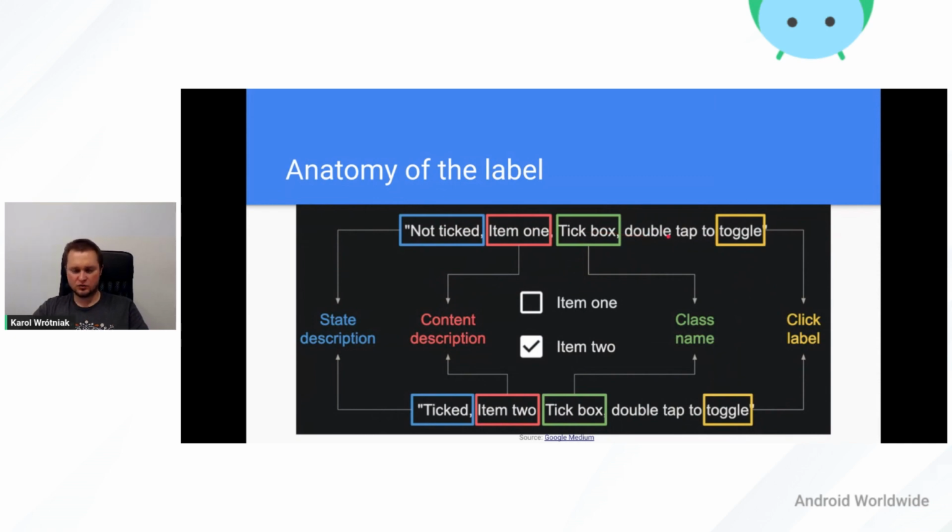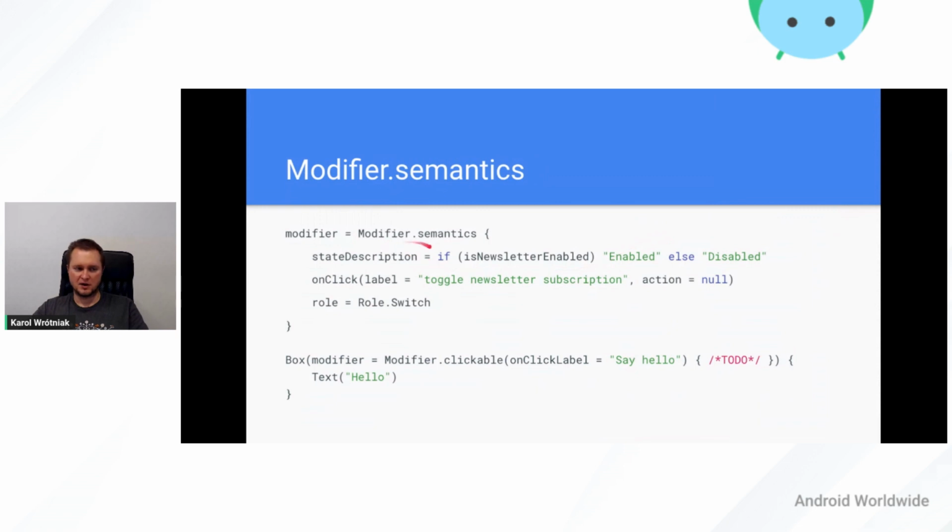Okay, so how to set those labels? Everything can be done in the semantics modifier. Notice that there is a curly brace. This is a function.